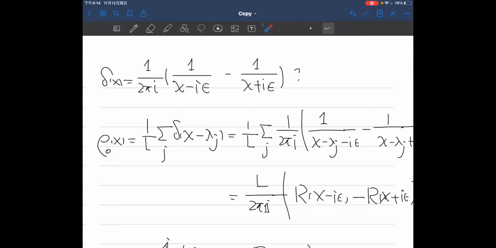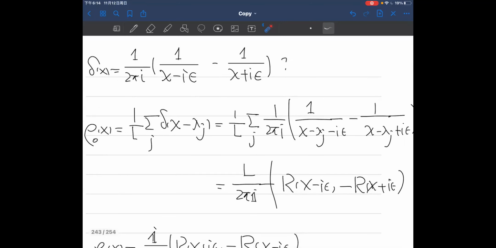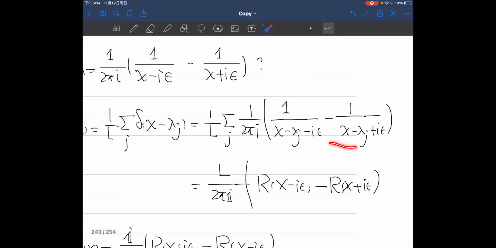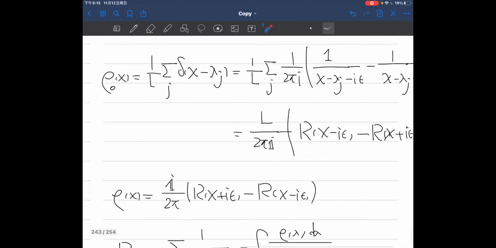Anyway, we just use this as a definition, and you can just rewrite the normalized density. It is equal to, okay, this is the delta function. Then you can find this one. This is a summation over all lambda, the eigenvalues. So it's just a definition of the resolvent. The resolvent is defined on x plus epsilon and x minus epsilon. This is just the discontinuity of the resolvent.